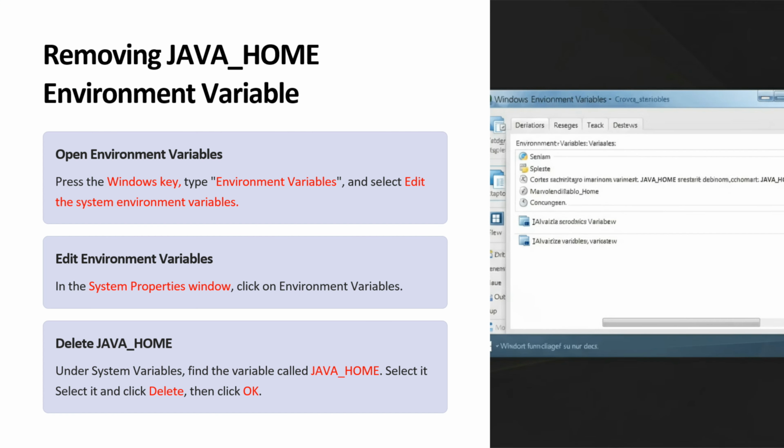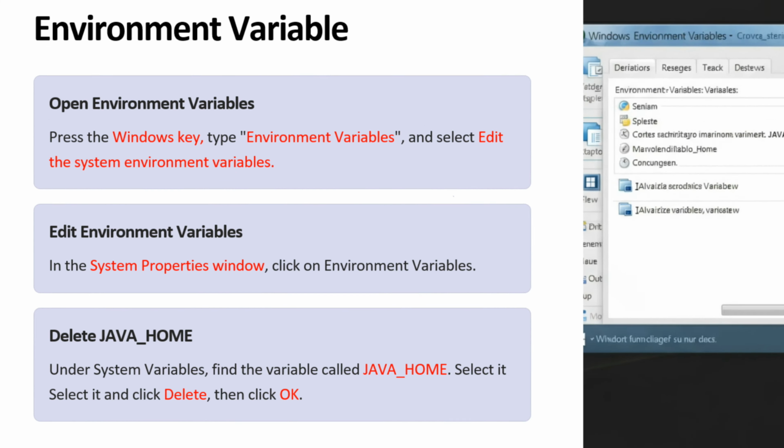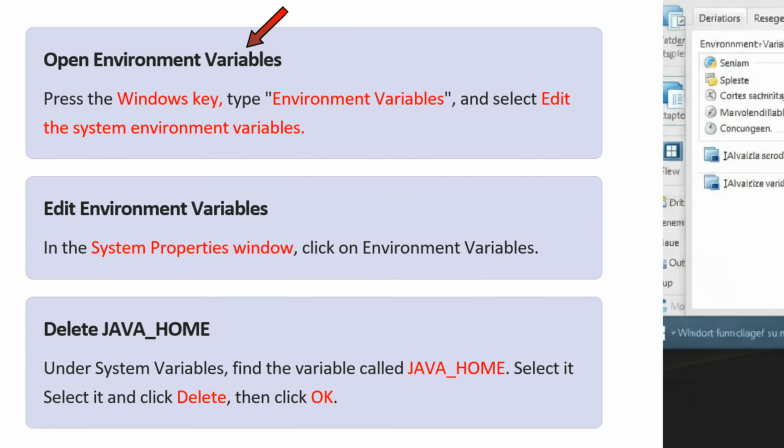Next, we have to remove the JAVA_HOME environment variable. For that, you have to open environment variables by selecting Edit the system environment variables. Then click on Environment Variables in the System Properties window, and under System variables you can find JAVA_HOME. You have to delete it.